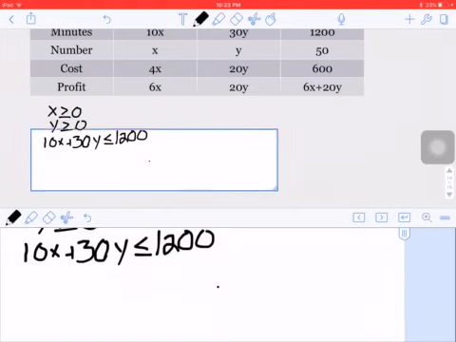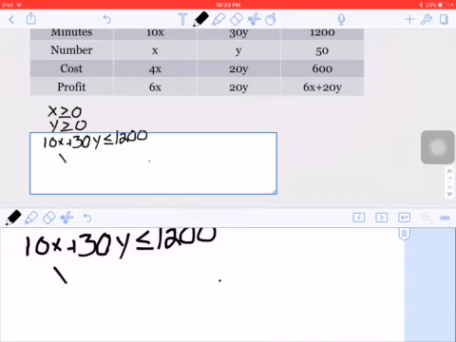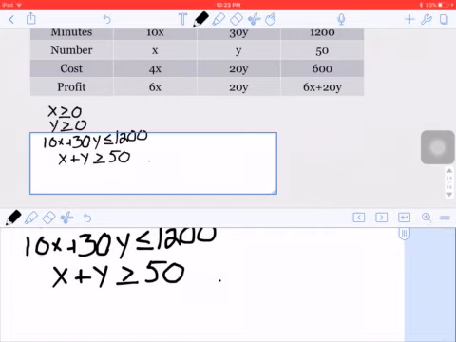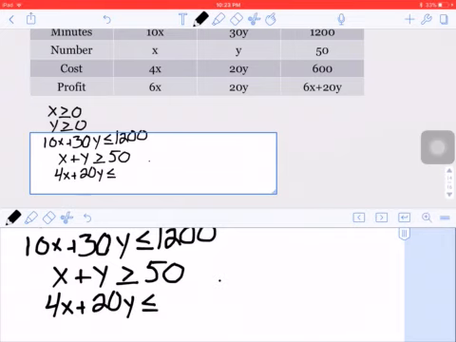And of course, going down, we have x plus y. That is going to be hopefully greater than, but it could be equal to, greater than or equal to 50. And then we have 4x plus 20y. And that's our cost inequality. So we want to keep the cost low, under 600.